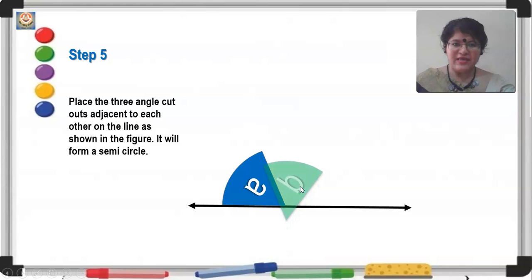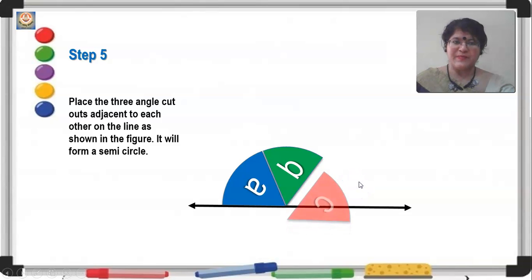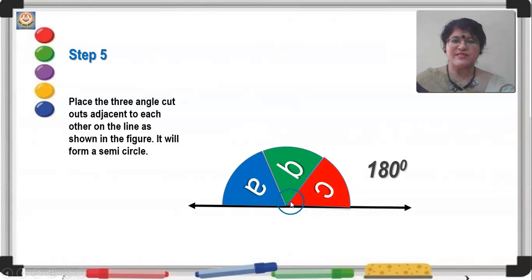Take B. You're placing it where the pointed region is, facing downwards, and C, the pointed region, placing downwards. Now what do you notice? A, B and C are the 3 angles of the triangle.